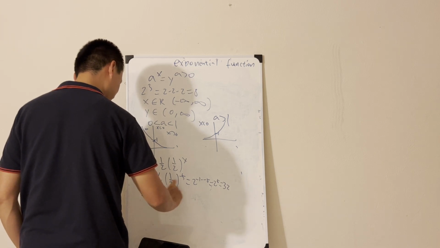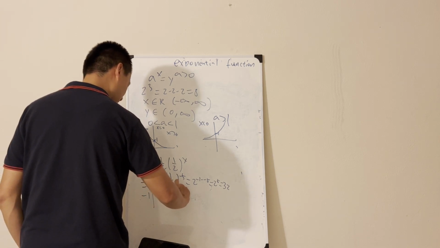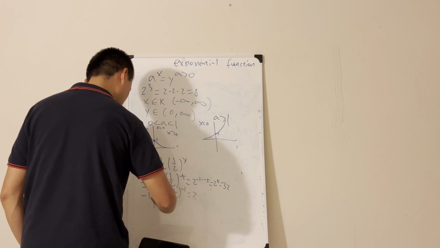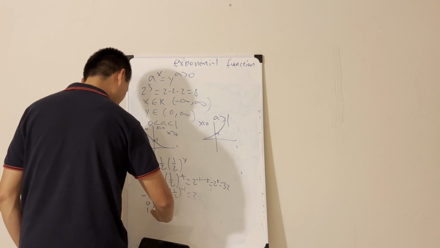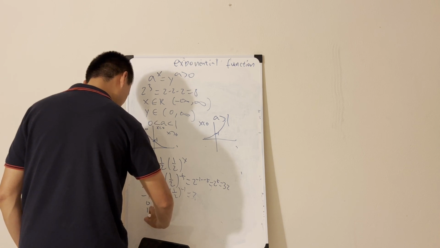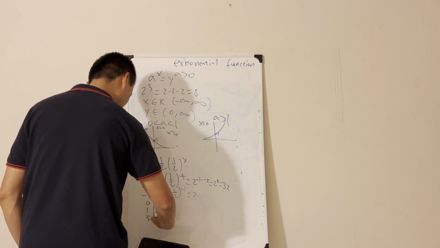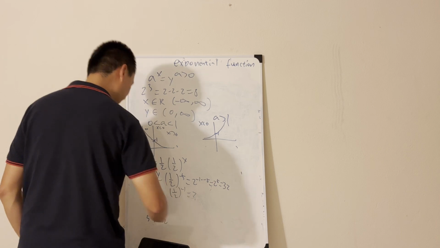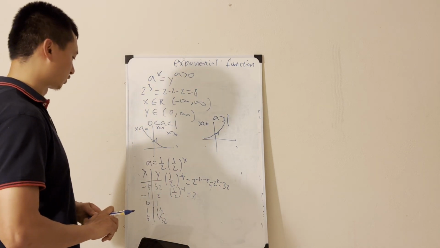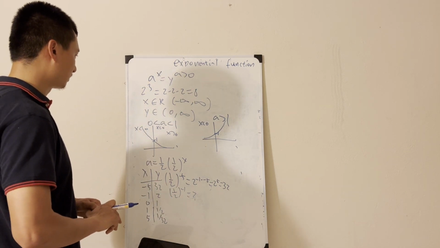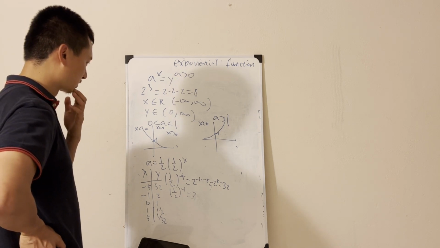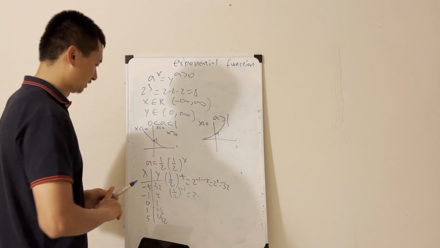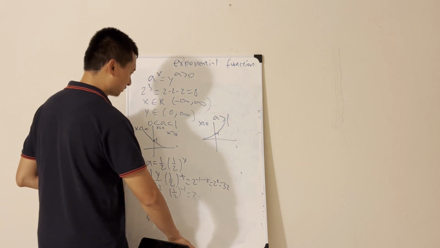Negative 1 is, well, half to the negative 1 is the same thing as 2. 0 is 1. 1 is half. 5 is 1 over 32. Notice it grows really big when x is less than 0, but when x is greater than 0, it really shrinks.